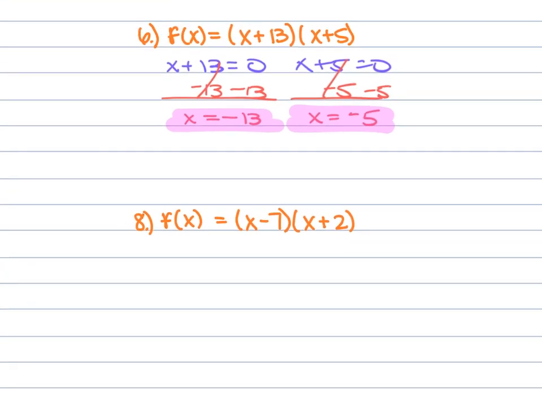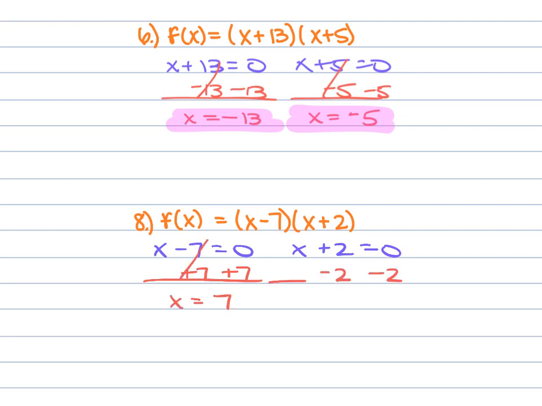For 8, we have x minus 7 times x plus 2, so x minus 7 is equal to 0, x plus 2 is equal to 0. We're going to have to add the 7 to get x is equal to 7 and subtract the 2, so x is equal to negative 2.